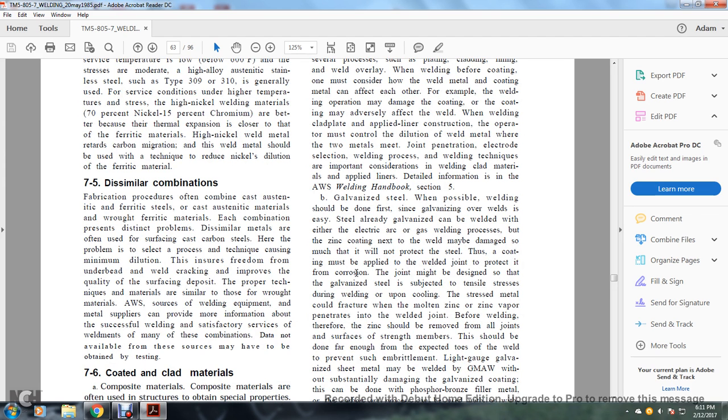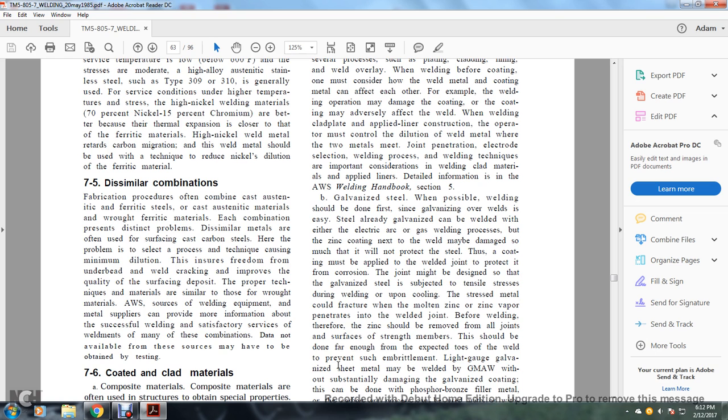Galvanized steel. When possible, welding should be done first, since galvanizing over welds is easier. Steel already galvanized can be welded by either electric arc or gas welding processes. But the zinc coating next to the weld may be damaged so much that it might not protect the steel. Thus, a coating must be applied to the weld joint to protect it from corrosion. The joint may be designed so that the galvanized steel is subject to tensile stress during welding and upon cooling. The stressed metal can fracture when molten zinc or zinc vapor penetrates the welded joint before the weld solidifies. Therefore, the zinc should be removed from all joint surfaces and stressed members. This should be done far enough from the expected toes of the weld to prevent such embrittlement.